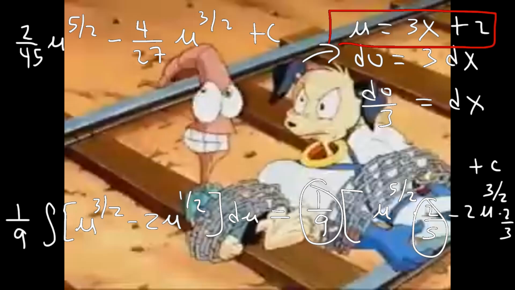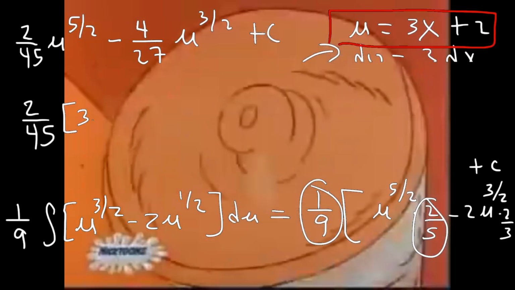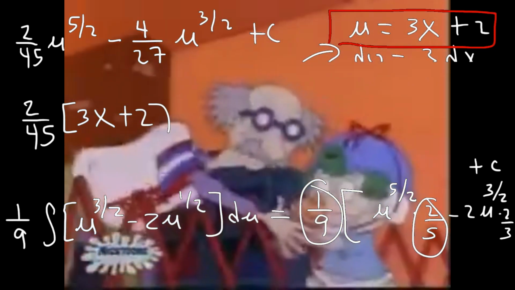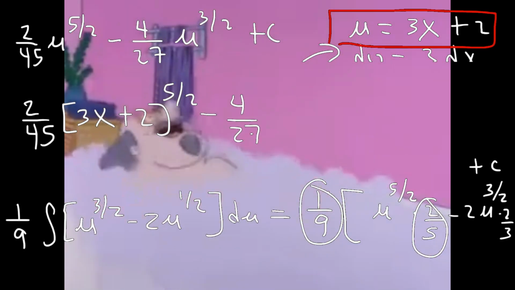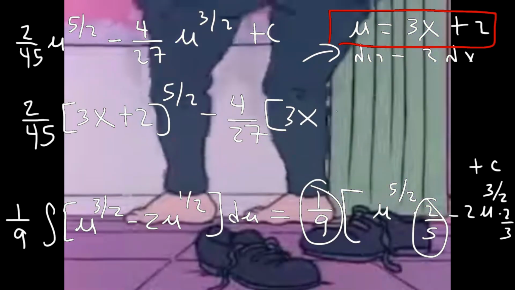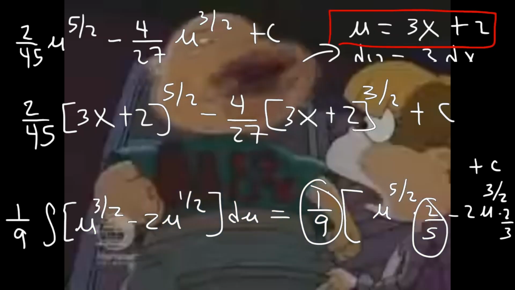So now let's replace u with 3x plus 2. So the final answer is going to be 2 over 45, 3x plus 2, raised to the 5 over 2, minus 4 over 27, times 3x plus 2, raised to the 3 over 2, plus c. And that is it.